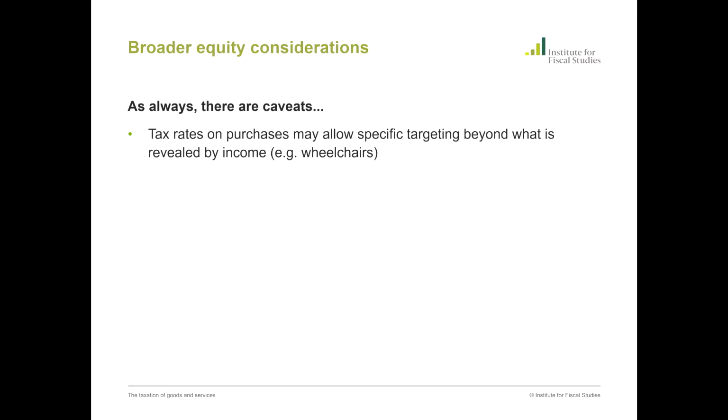So that was all based on vertical equity, so redistributing total resources. There are some broader equity considerations. For instance, specific purchases might reveal characteristics of parts of the population that you want to target for other reasons. So for instance, having a lower tax rate on wheelchairs might allow you to target a specific part of the population that you would like to redistribute to.